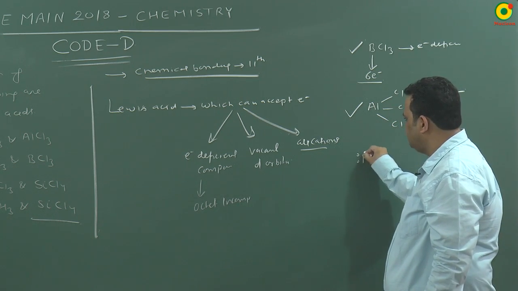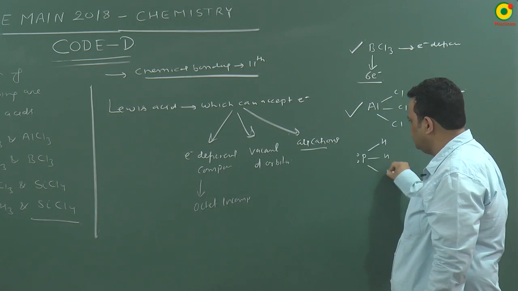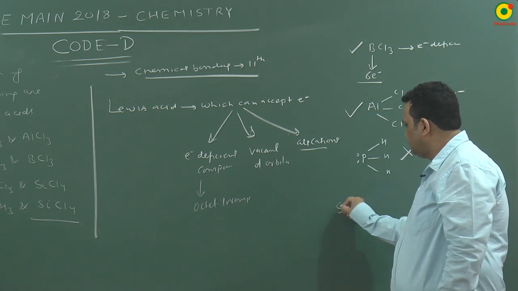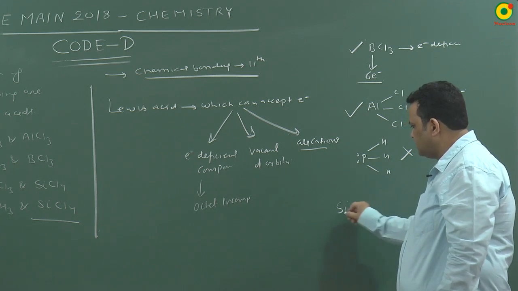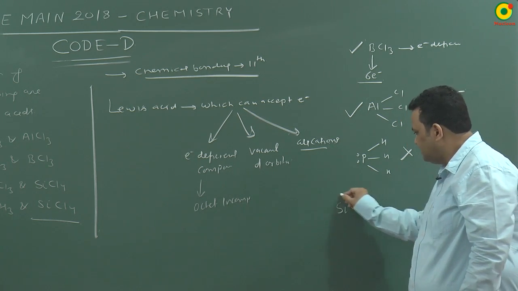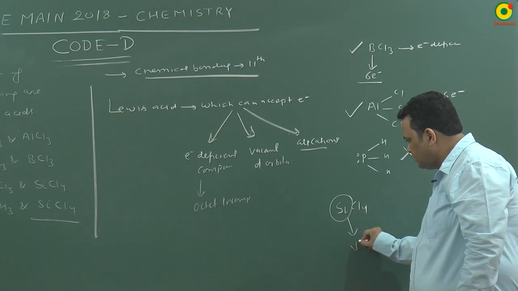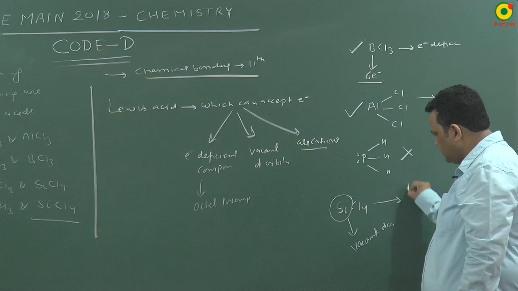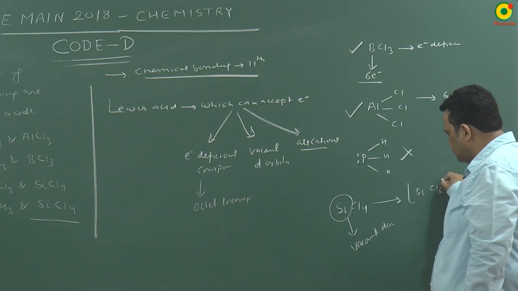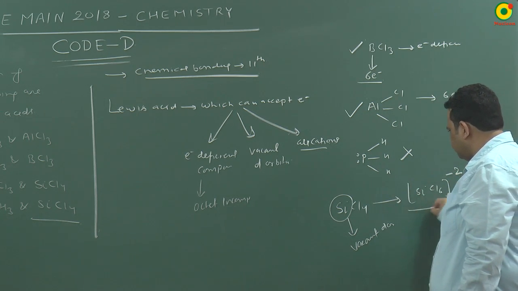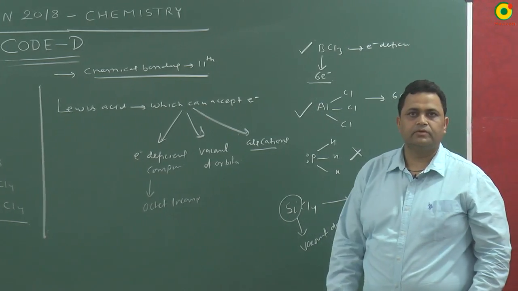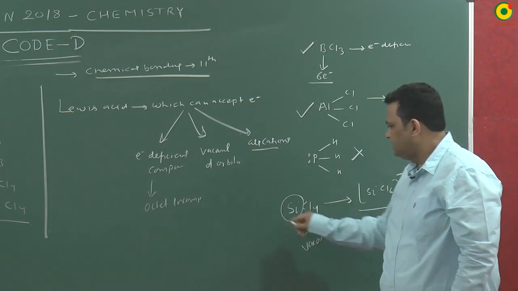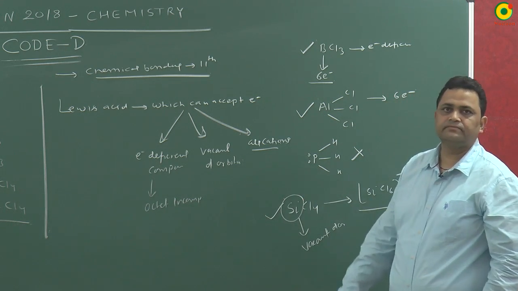PH3 octet is complete, so this is not the option. Now in SiCl4, silicon octet is complete, but the silicon has a vacant d orbital, so it can easily form SiCl6 2-. Since it is accepting electrons from the ligand chlorine, it can also act as a Lewis acid.